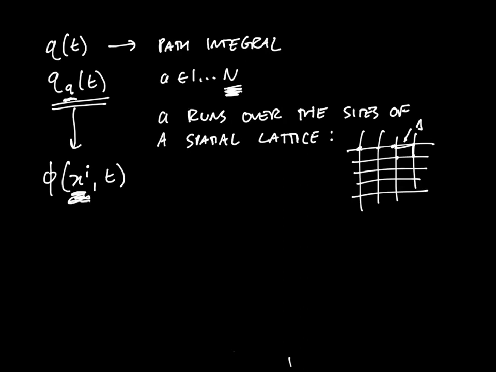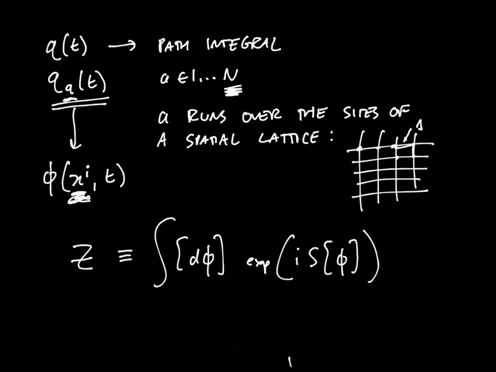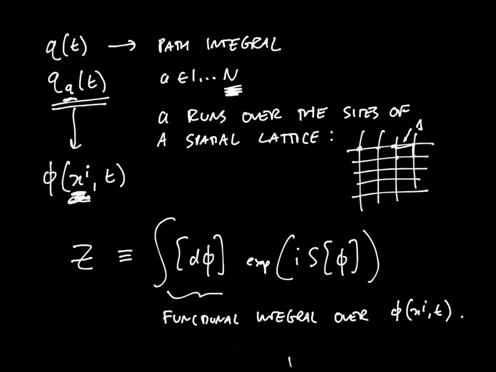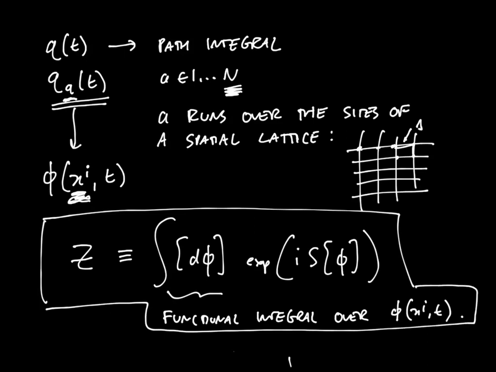Okay. So the main point is you can define a path integral in precisely the same way that you do for quantum mechanics. You can define a number Z, which is just the integral over d phi of the exponential of i S of phi, where this now is the functional integral over functions of space and time. Okay, good. So this object Z here, this generating functional, is basically what we're going to study for the rest of this course.